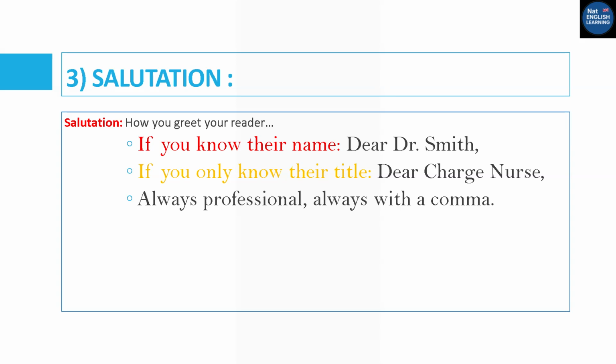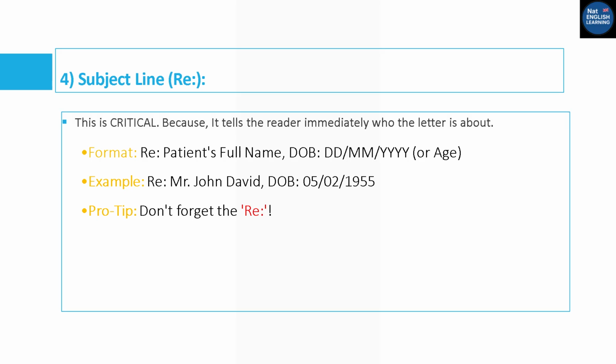Hope that helped. Let's talk about the subject line in our letter. This part is super important because it tells the reader exactly what your letter is about. The format is pretty simple. Start with re, that means regarding, followed by the person's full name and their date of birth. It could also just be their age. For example, it would look like this: re, Mr. John David, DOB, the 5th of February, 1955. That way, the person reading your letter knows exactly who you're talking about right away.